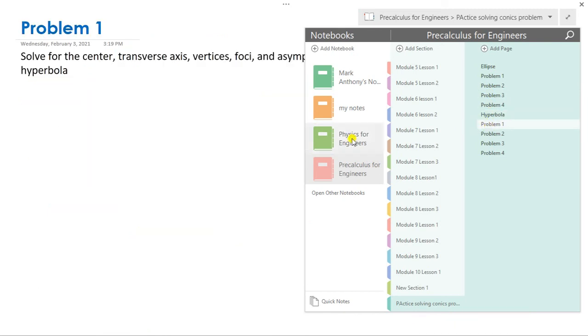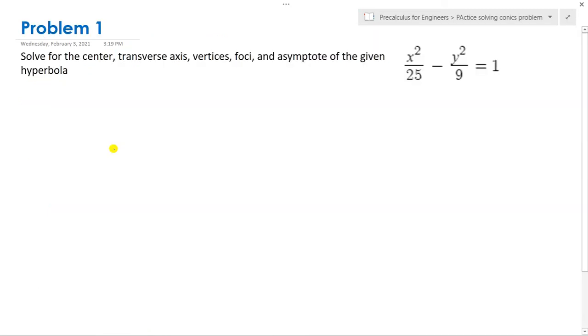Okay, so let's have some example problems for hyperbola. So first, solve for the center.